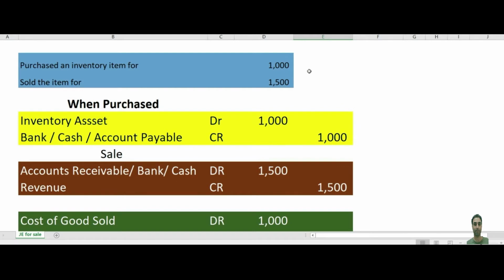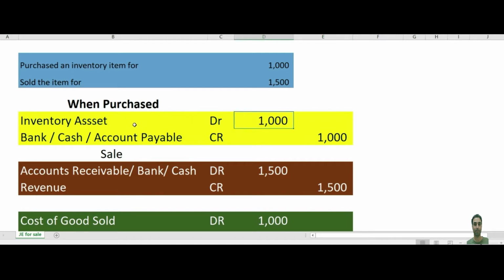In this session we will see the journal entries for purchase and sale of an item, if there is VAT or if there isn't any VAT. First we will see without VAT. Suppose you have purchased an inventory item for 1000. So what will be the journal entry?